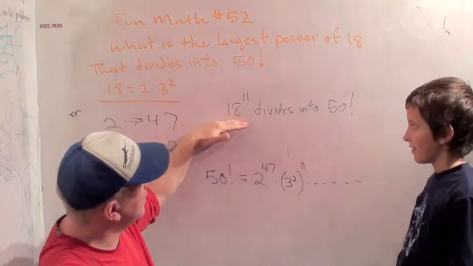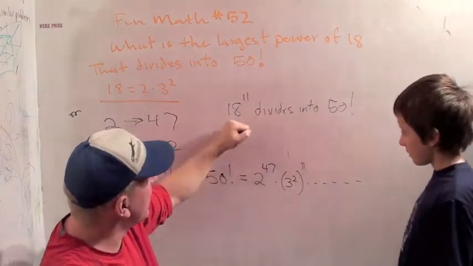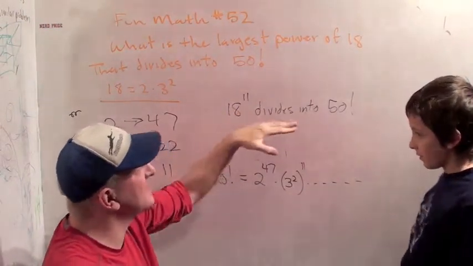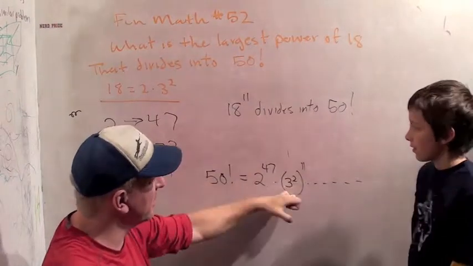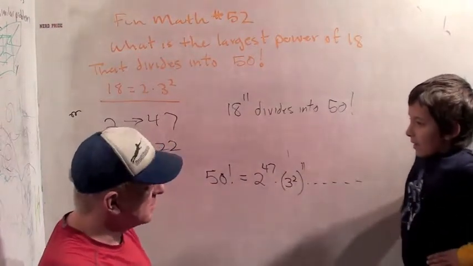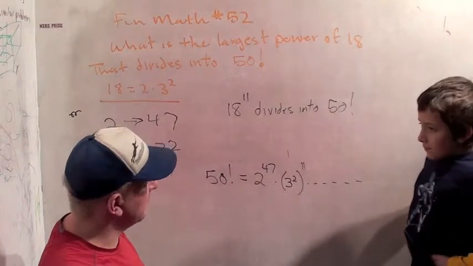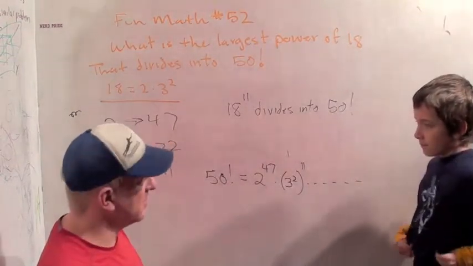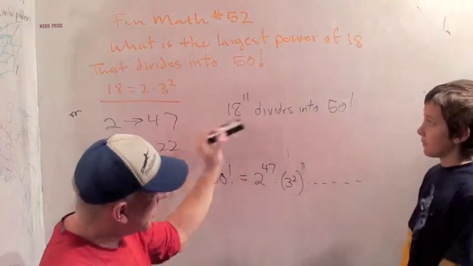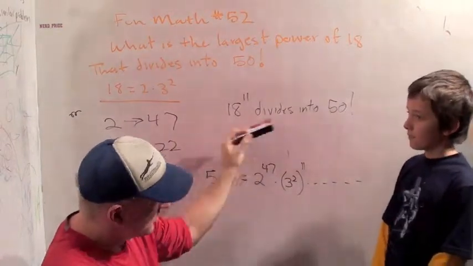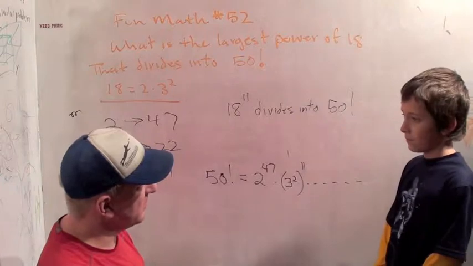But we do know that 18 to the 11th goes into 50 factorial, and we also know that 18 to the 12th does not go into 50 factorial because we don't have enough 3's. It's pretty cool. This is a very neat thing about math and numbers, and this is why this is in this number theory book. You can learn a lot about numbers that you don't even know about just by factoring them into primes and figuring stuff out like this.